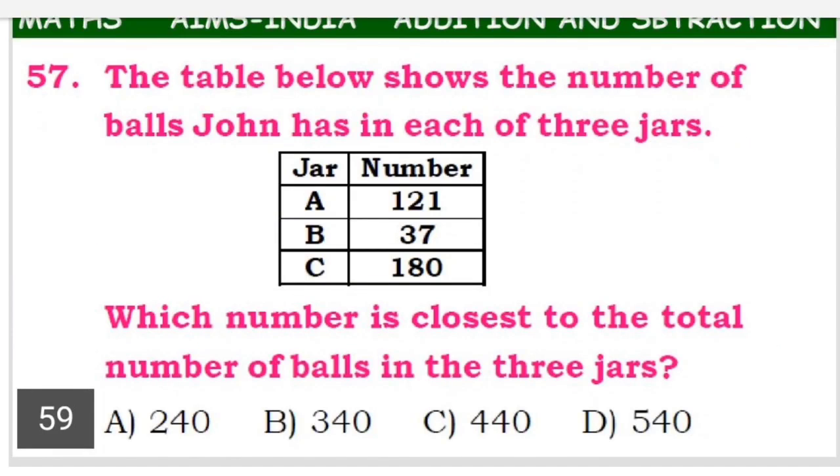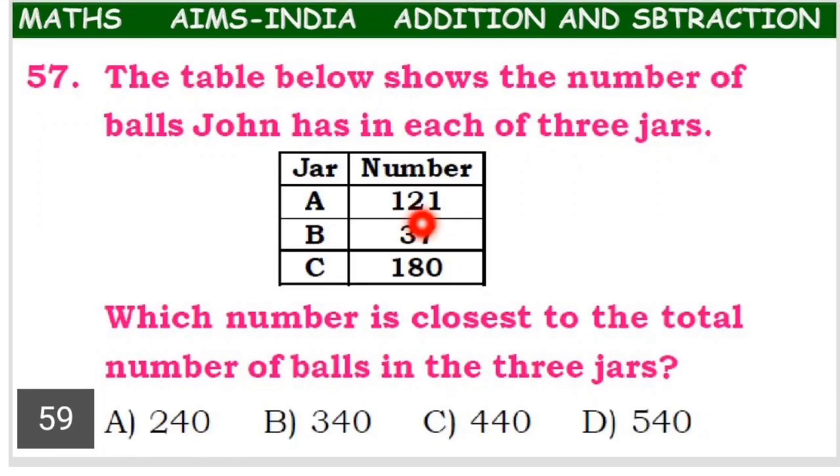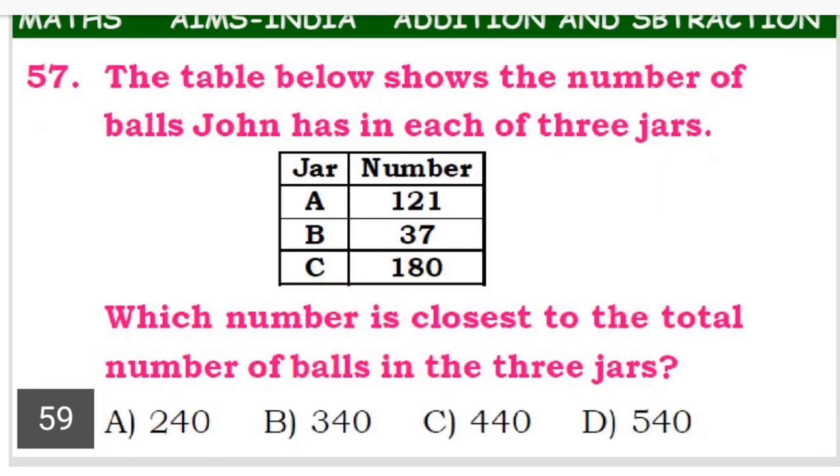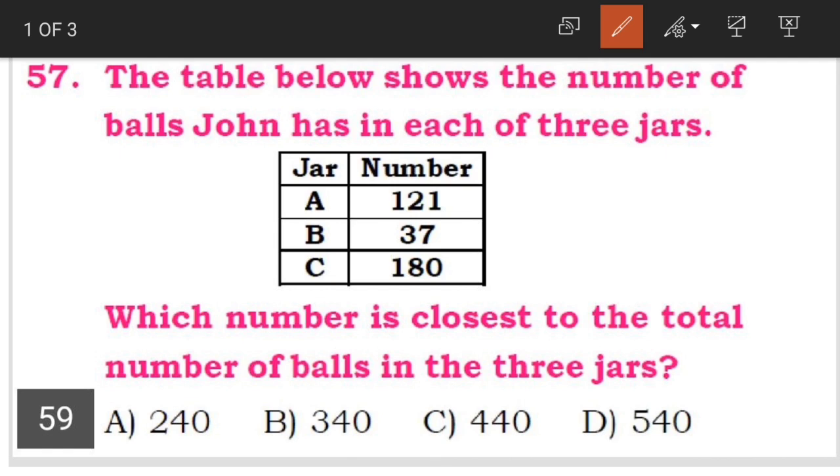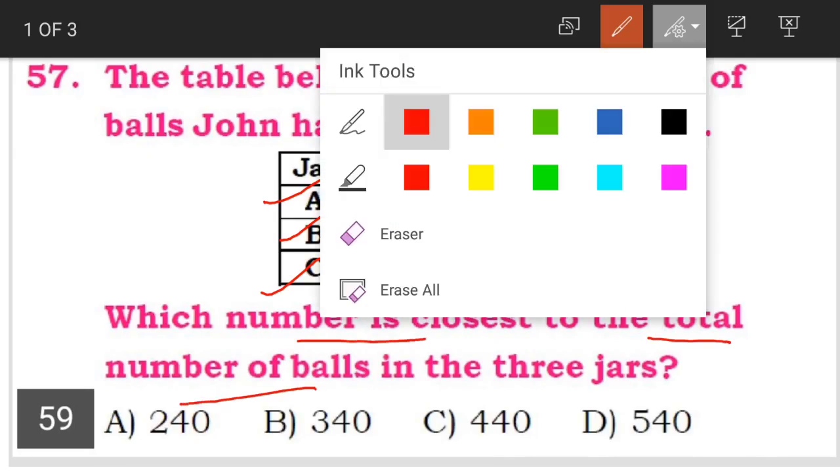Children, now moving on to question number 57. The table below shows the number of balls John has in each of the 3 jars. Which number is closest to the total number of balls in the 3 jars? Yes, what are they saying here? In jar A there are 121 balls, in jar B there are 37 balls, and in jar C there are 180 balls. Now which number is closest to the total number of balls in 3 jars?